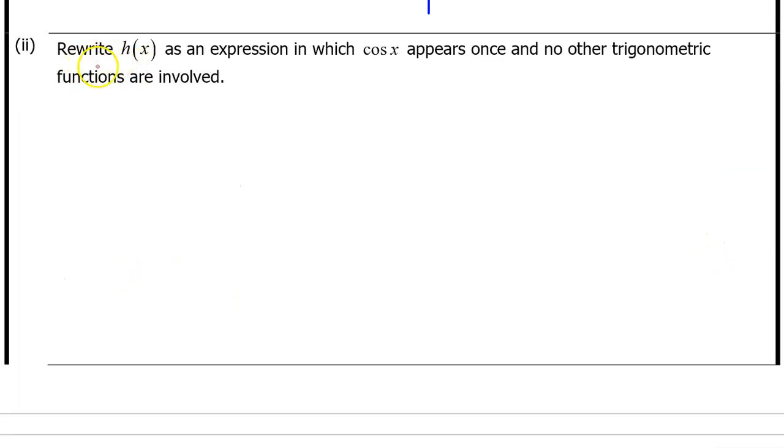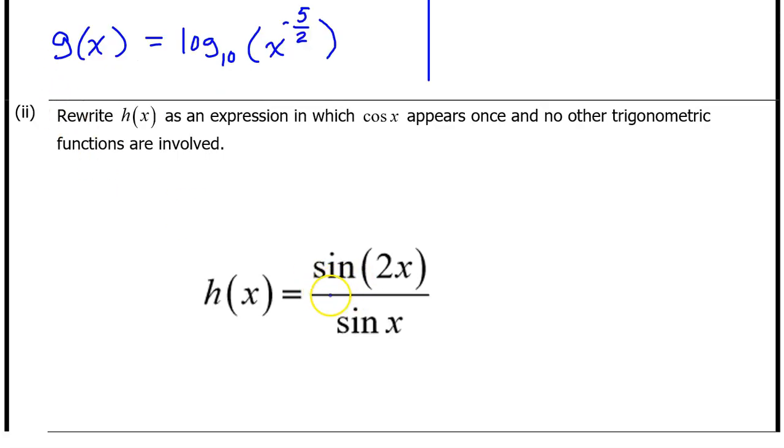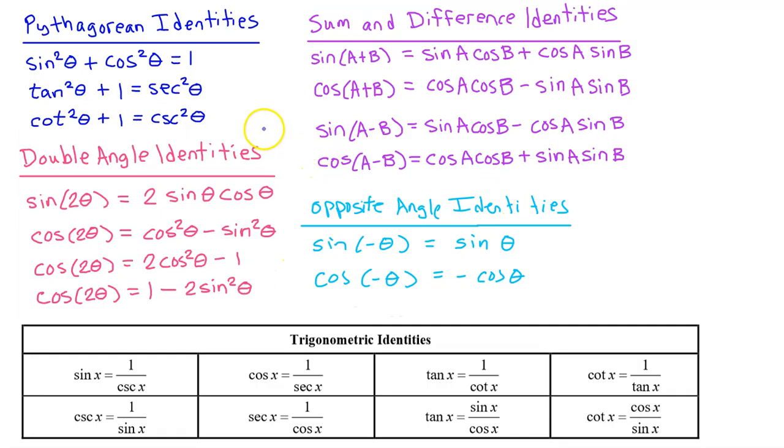A Part 2. Rewrite h of x as an expression in which cosine x appears once and no other trigonometric functions are involved. Looking at h of x, I can tell we're going to need some identities. Here is the set of identities I want you to memorize for the AP exam. Pause the screen and practice writing the identities from memory onto scratch paper.